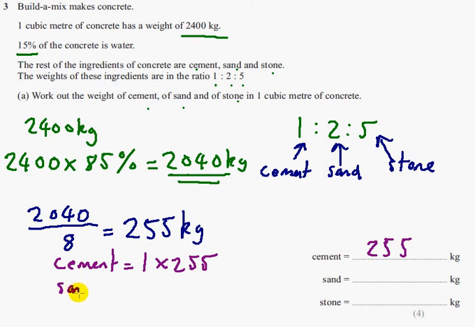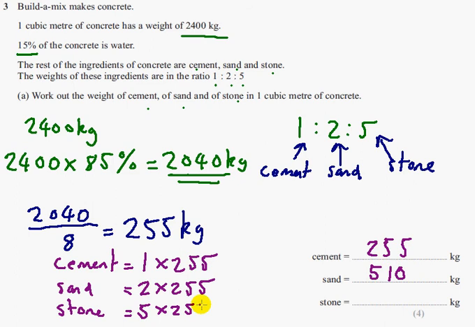Sand is double that, that's 2 parts, so 2 times 255, and that's 510 kilograms will be sand. And finally stone, most of it, with 5 parts times by 255, 1,275 kilograms of stone.